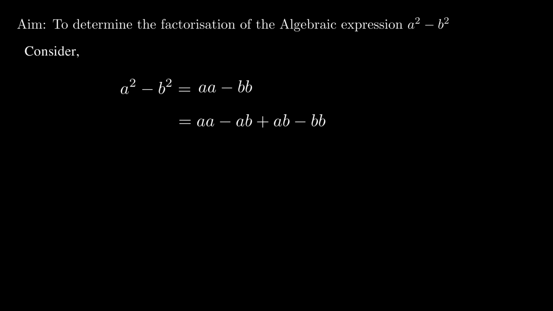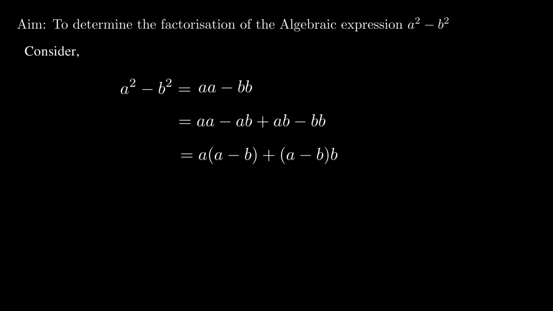Now, by carefully observing the first two terms, we get that both terms contain a as their common factor. So by taking a common from both terms, we can rewrite it as a times a minus b. Similarly, by observing the last two terms, we get that both terms contain b as their common factor. Now, by taking b common from both terms, we can rewrite it as a minus b times b.